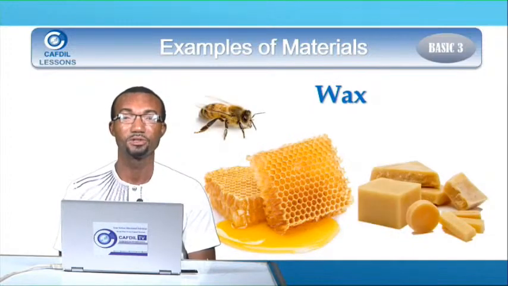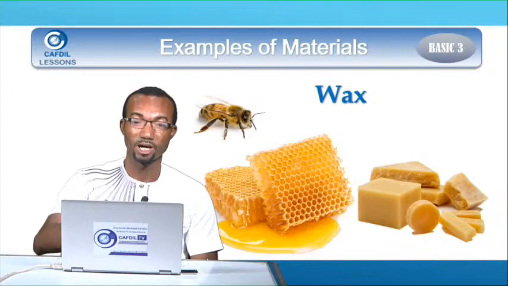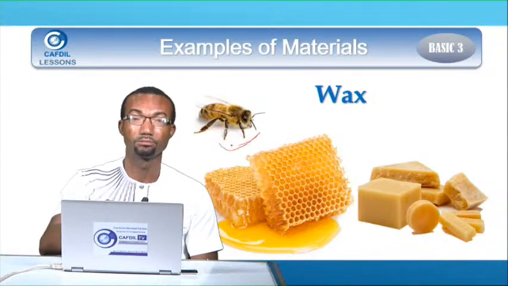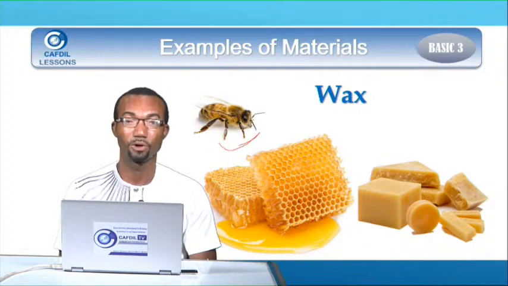The next one you see is wax. Where do we get this wax from? You see the animal bee here. The bee gives us the material wax. And we all know that the bee produces honey for us.